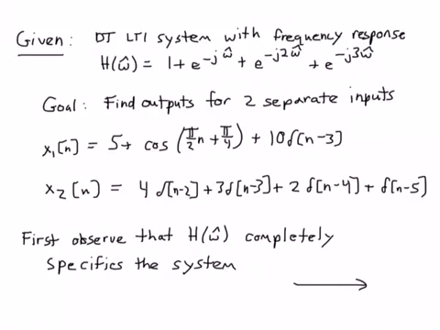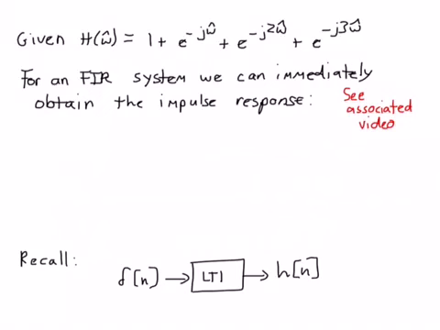All right, so before we get started solving this problem, we want to first observe that the frequency response completely specifies the system. So to see what we mean by this, we're given this frequency response. For an FIR system, we can immediately obtain the impulse response for that frequency response. And I actually have an associated video that does that. So if you don't know how to do that, take a look at that other video.